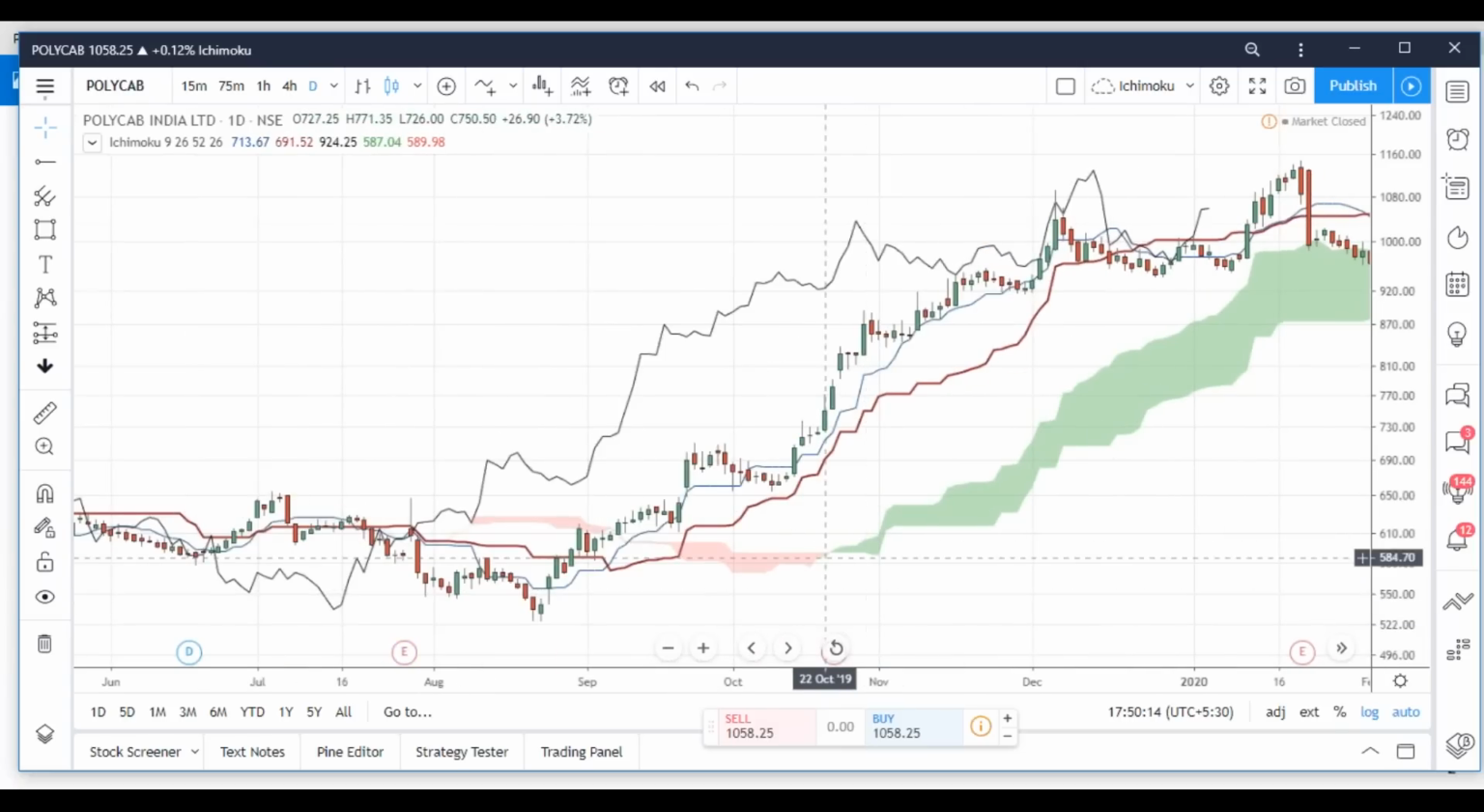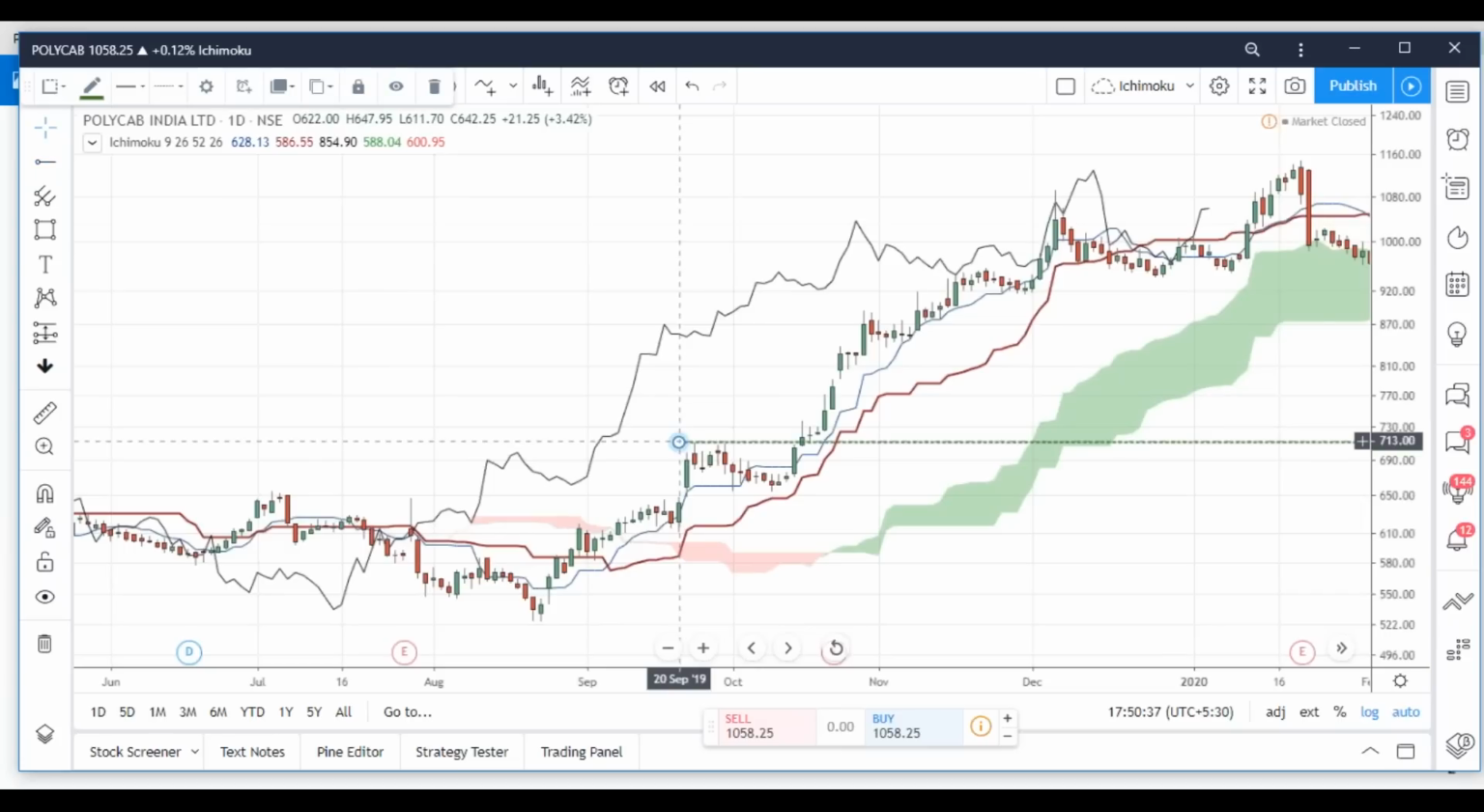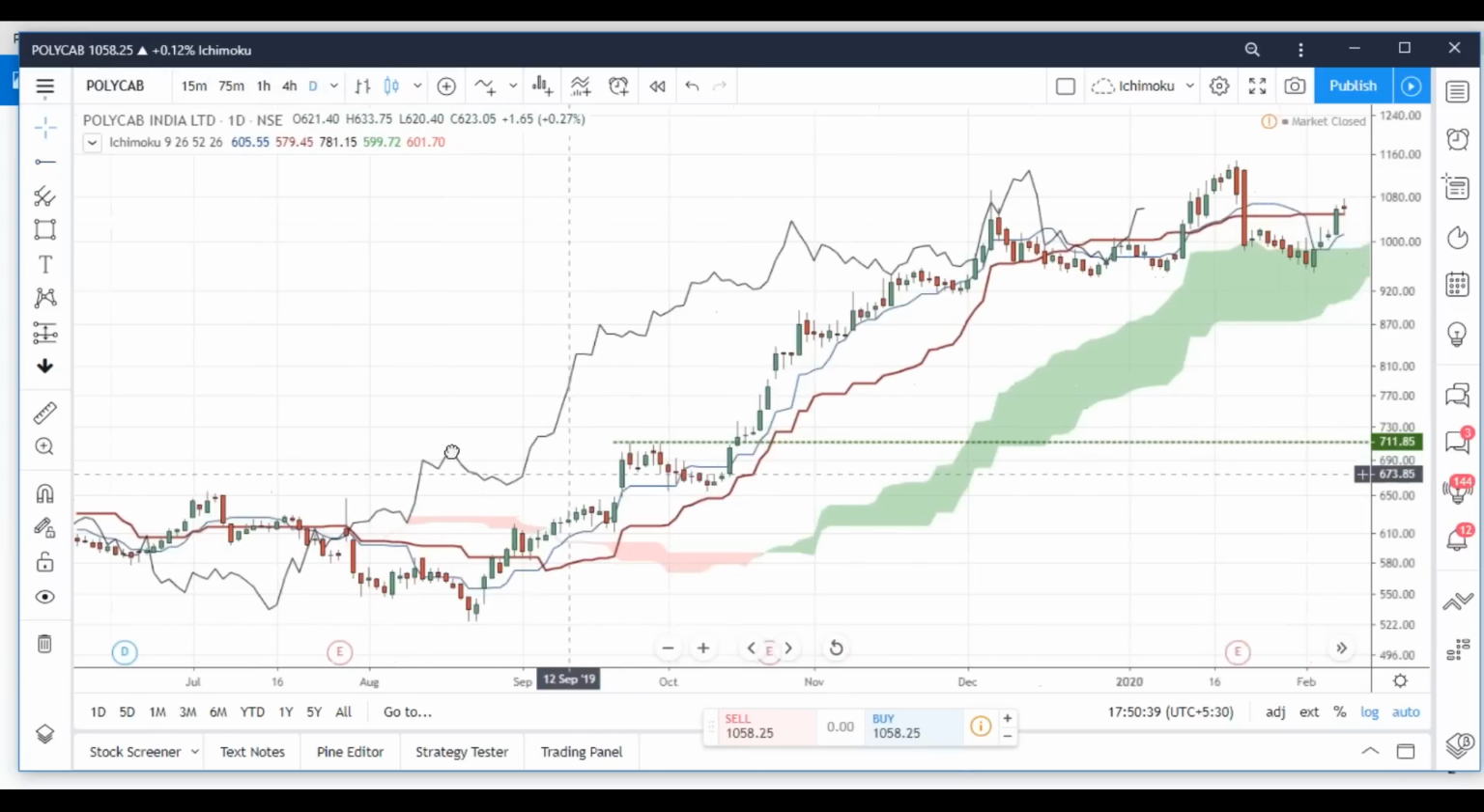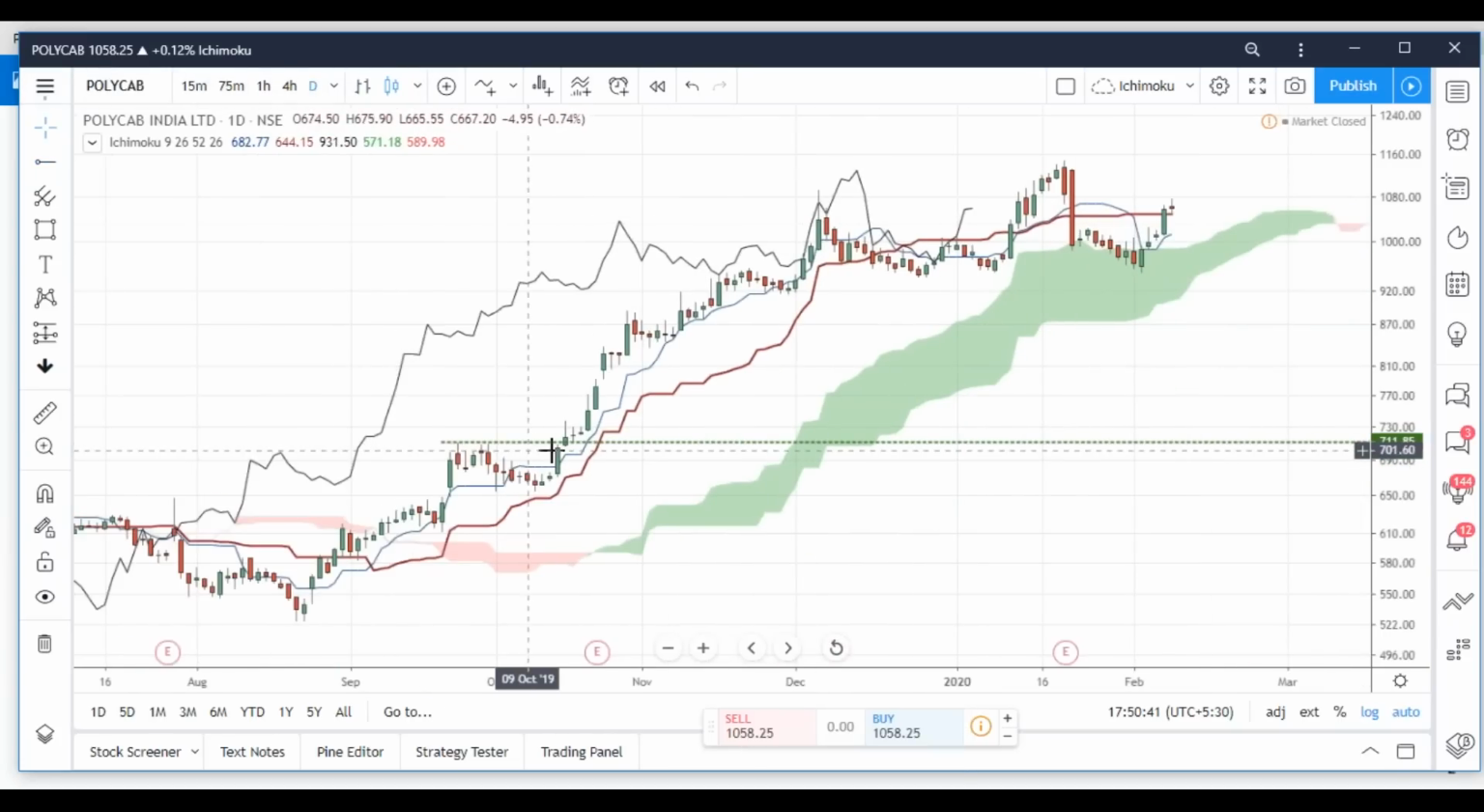There was a long in this zone. Yes, a Tenkan breakout long was there. Here the first time price bounced from the Tenkan, and the second time it bounced from the Tenkan. So above this previous swing high, somewhere here, was the long, and see how nicely this strategy has worked.